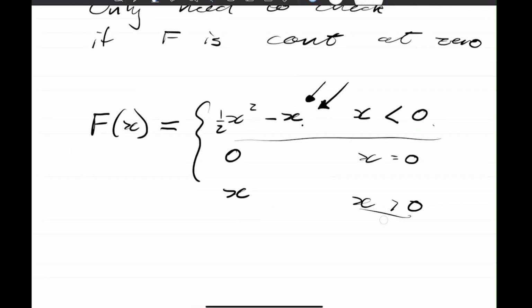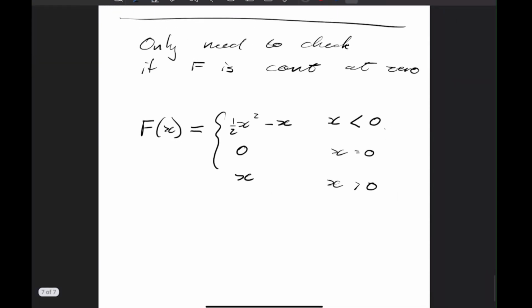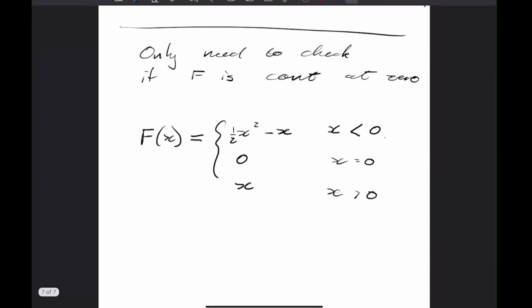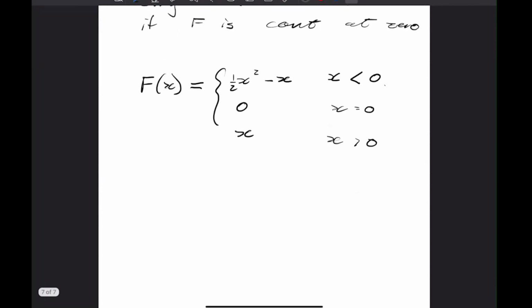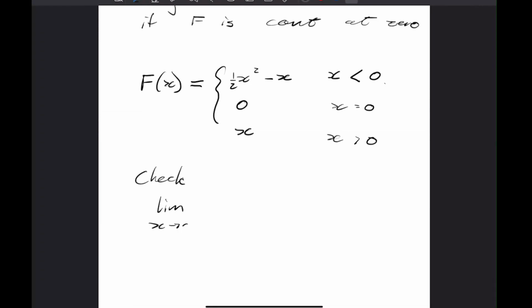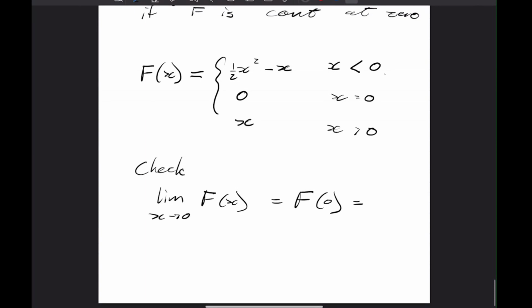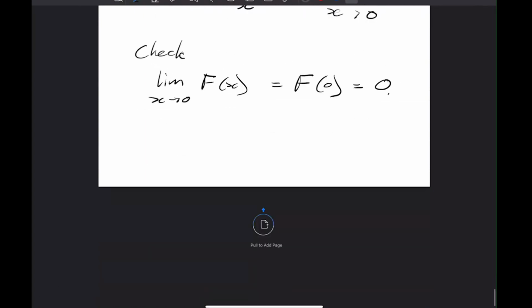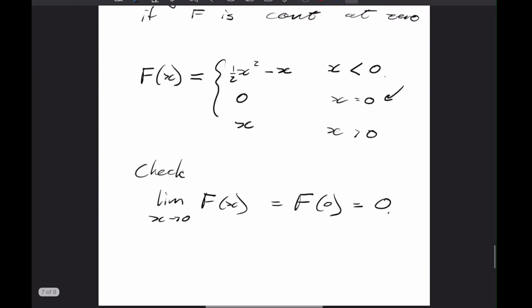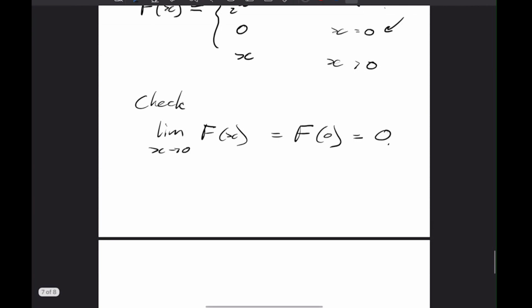So let me reiterate what we know about f. We can write f as the following function, and we only need to check that f is continuous at 0. So we need to check that the limit as x tends to 0 of big F of x is equal to the value at 0. And the value of f at 0 is equal to 0. Okay, so how will we check this?